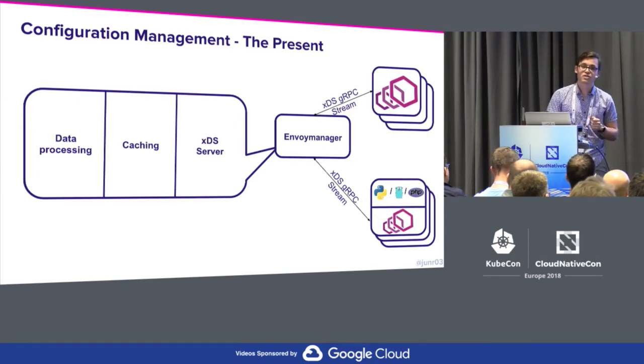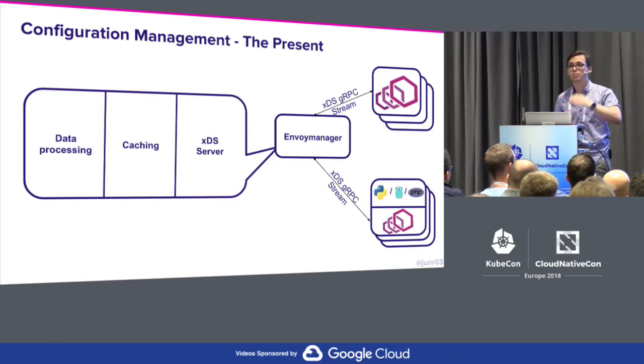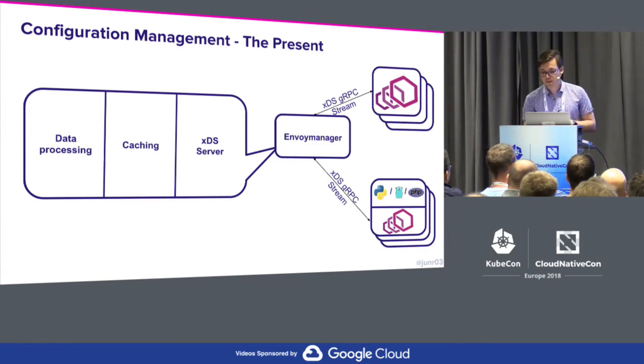Then after the configuration is generated, it goes into a caching layer. And then after that, it is served to all the proxies via an XDS server that knows how to speak the gRPC streams that I was describing before.